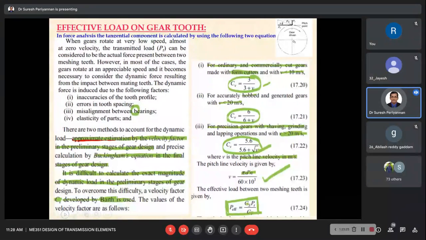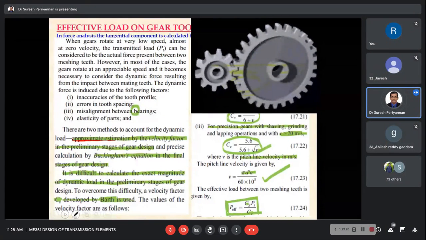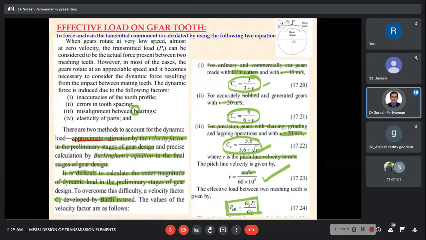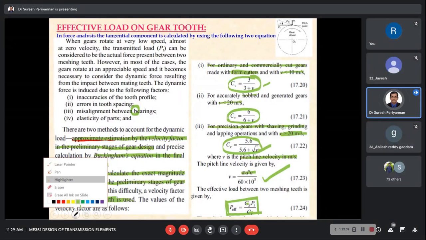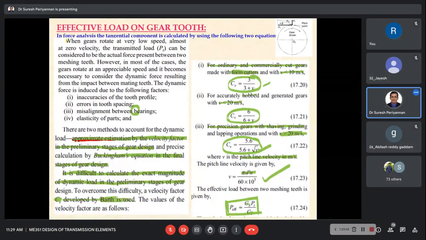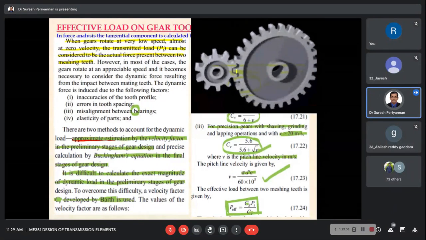Now, when the gears rotate at very low speed, almost zero velocity, the transmitted load Pt can be considered to be the actual force present between the two meshing teeth. This is what we have already discussed. This tooth and this tooth, when engaging.